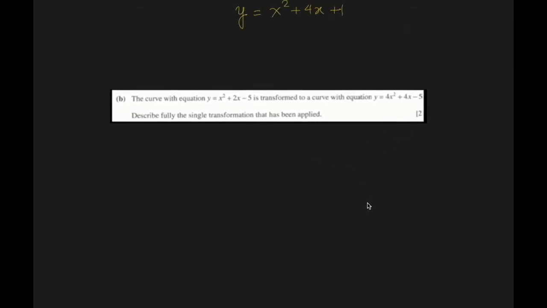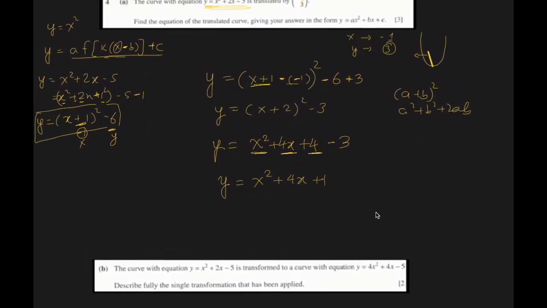Okay. Now what do we have next? The curve with equation x square plus 2x minus 5 is transformed. Is it the same? Yeah, it's the same. It's transformed to a curve. Okay, this one. Describe fully the single transformation. Okay, that will create a little trouble for us because they're saying single transformation. If there were multiples, we could have done it very easily like we did in the previous part, but it's a single one they want.